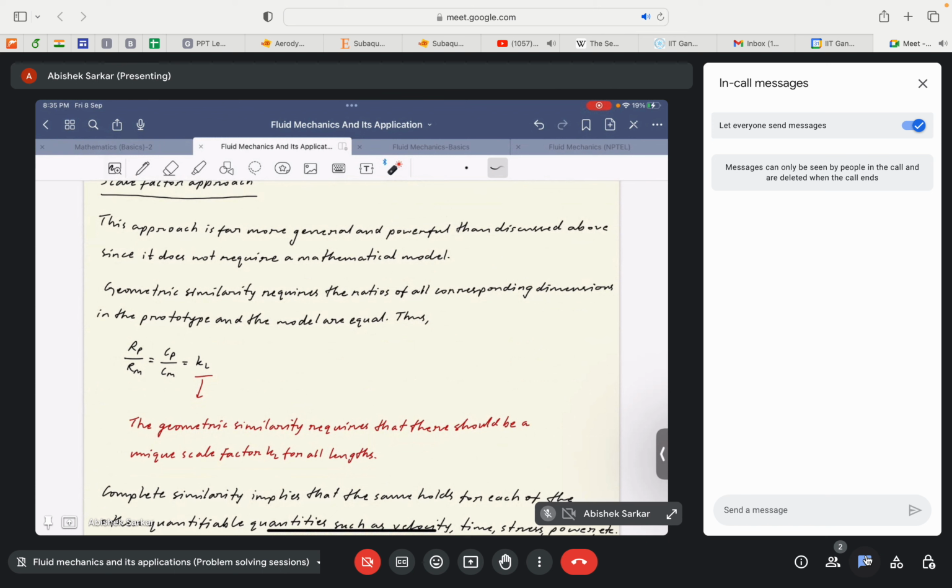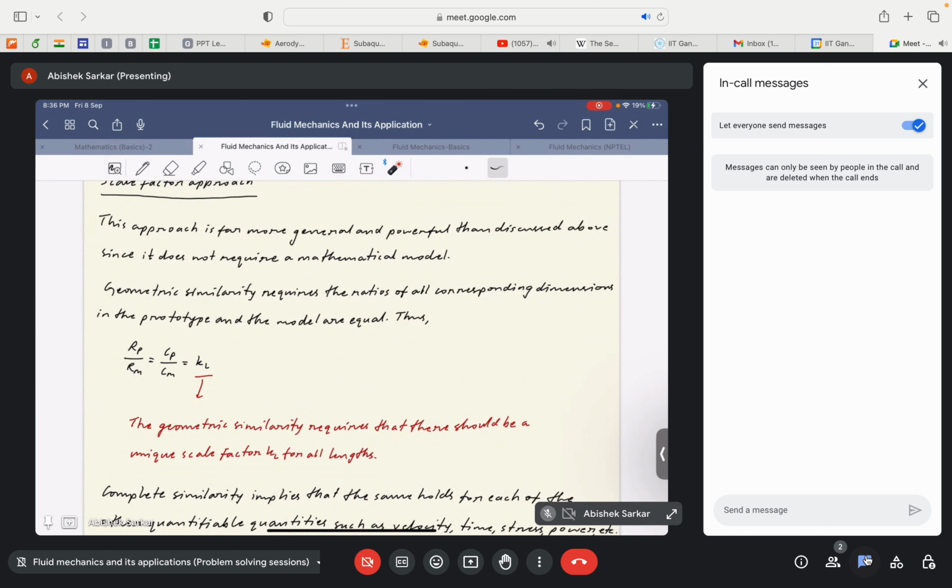So as I was saying, similarity in the motion and similarity in the forces. These three conditions should be satisfied. So it basically implies there should be geometrical similarity, there should be kinematic similarity, and finally there should be dynamic similarity, so that we can essentially say that the flow physics is same for both the prototype and the model.